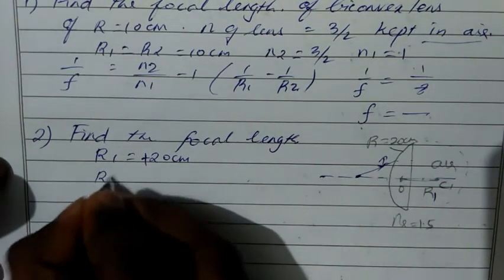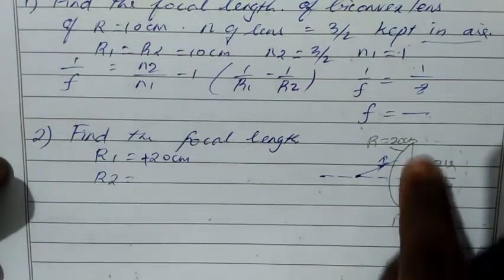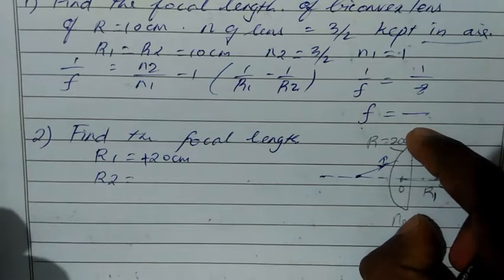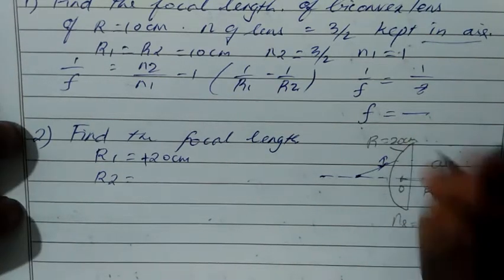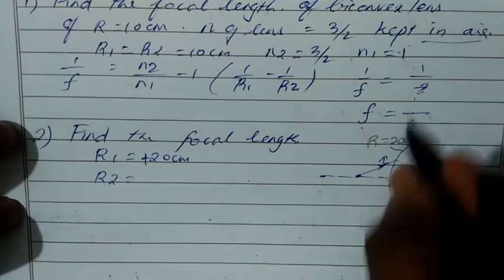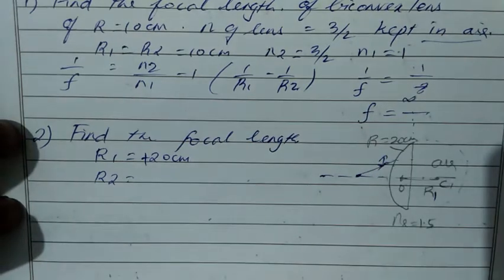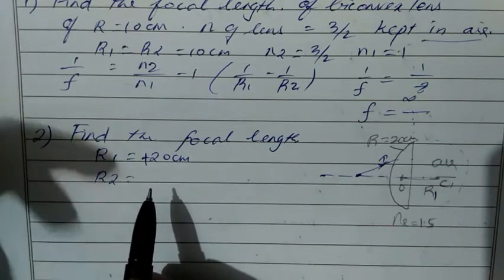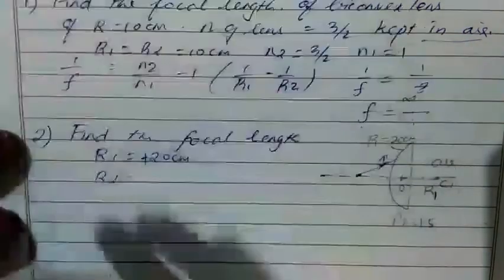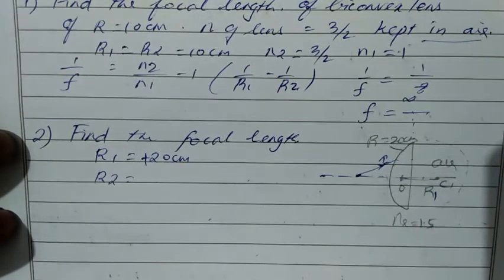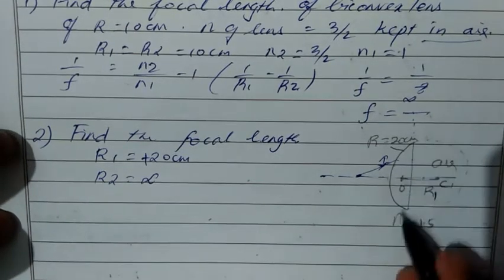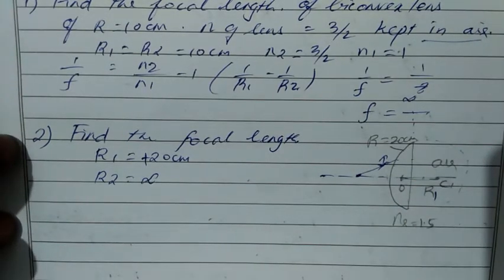Then r2. R2 means for this straight line. For the straight line, the center of curvature as well as the radius of curvature is at infinity. It never forms a circle. A straight line never forms a circle, we know. Correct? If suppose it forms one, then the distance is at infinity somewhere. So for the second radius of curvature we take infinity for this straight line, the second surface.